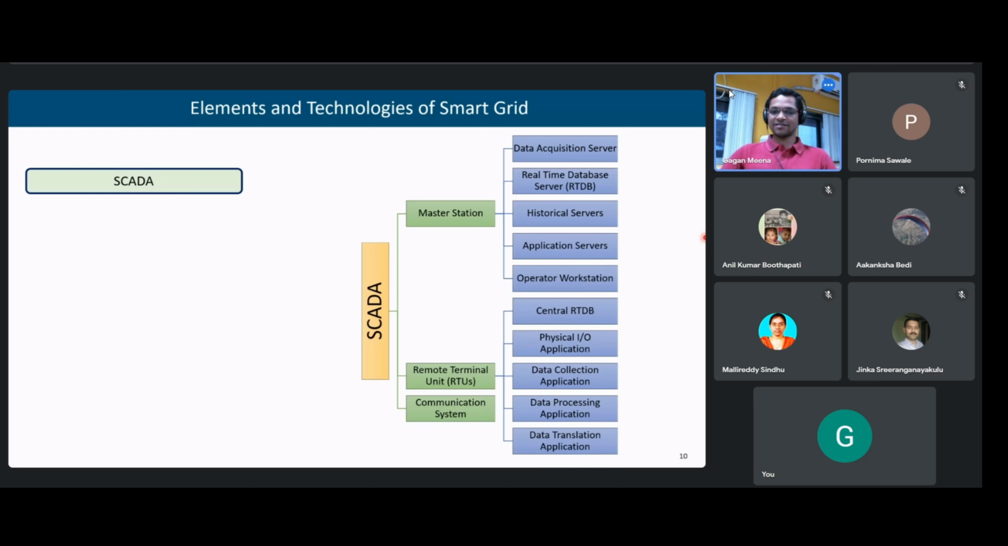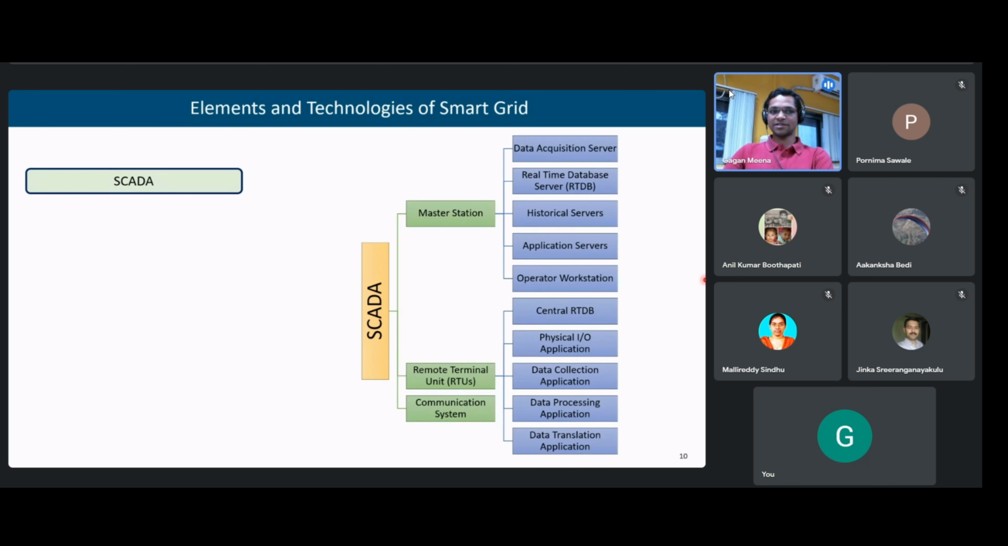All of these require communication, because SCADA will measure something through IEDs or sensors, which will communicate the data to the RTUs. RTUs then communicate the data to the master station. So all this will require communication, which can be wired or wireless.